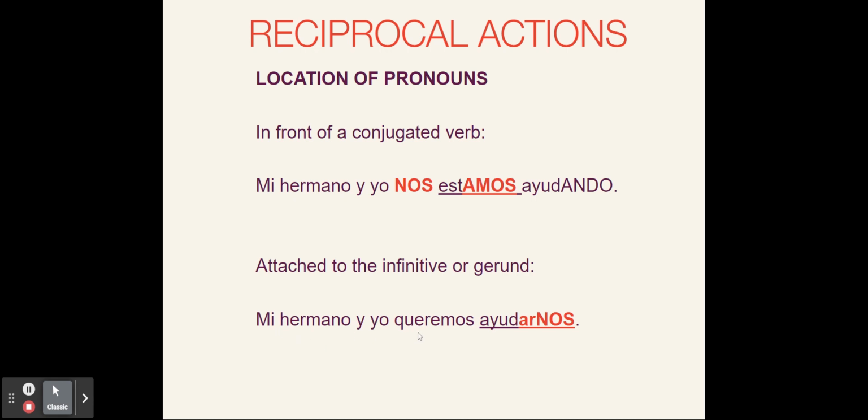So here we have a couple of examples. Mi hermano y yo queremos ayudarnos. The pronoun is attached to the infinitive in this set of verbs. Queremos ayudar plus the pronoun nos. Mi hermano y yo queremos ayudarnos. My brother and I want to help each other. With a gerund, mi hermano y yo estamos ayudándonos. So attach the pronoun to the gerund, the ing. My brother and I are helping each other. Bien.